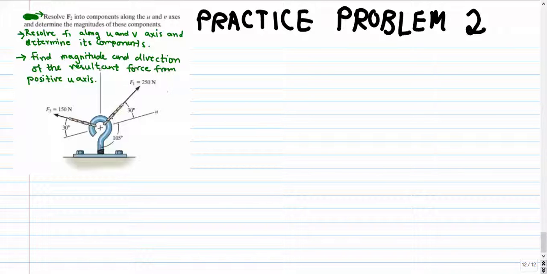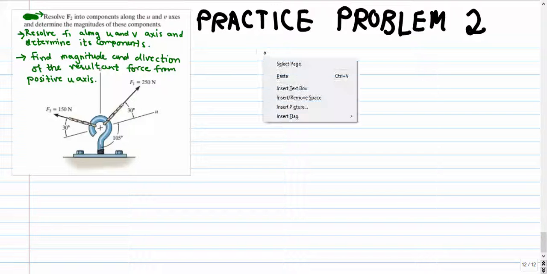So basically we have to resolve both the F1 and the F2 forces along the U and V axes, and then we have to find the resultant force and find its direction from the positive U axis. So let's start by drawing the axes and how they would look like, just to make it easier for us to visualize the vector triangles.